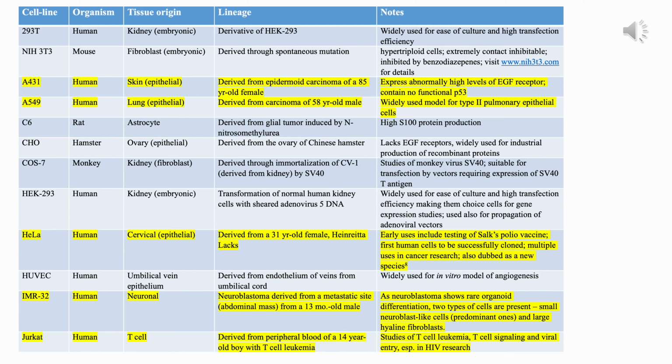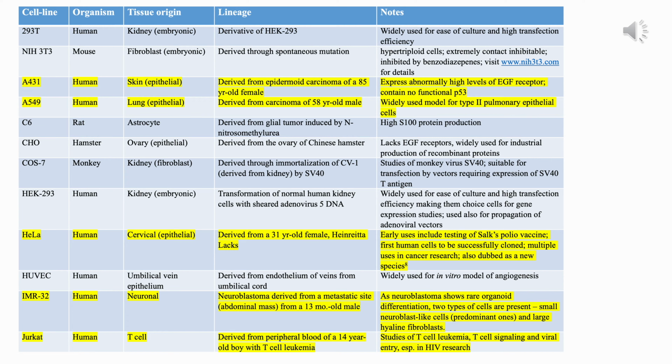The 3T3 cells, which are derived from spontaneous mutation, you can read about. In fact, there's a nih3t3.com website for them. You can look at how these cells can be utilized for various research purposes. Then you have these cancer cells, A431, A549. These are skin cancer or lung cancer, one from an 85-year-old female, another from a 58-year-old male. Some express EGFR receptors, some do not contain P53. Like that, there are various properties for each of these cells.